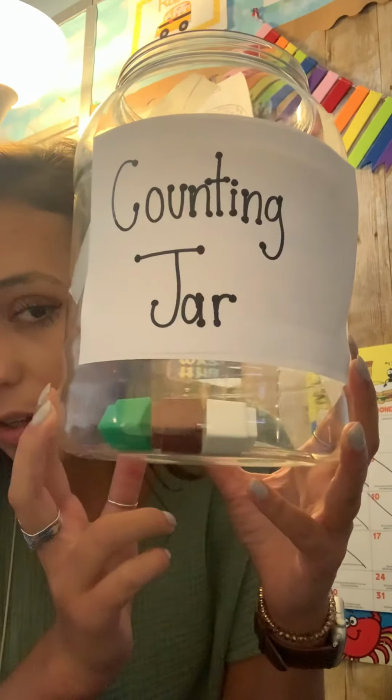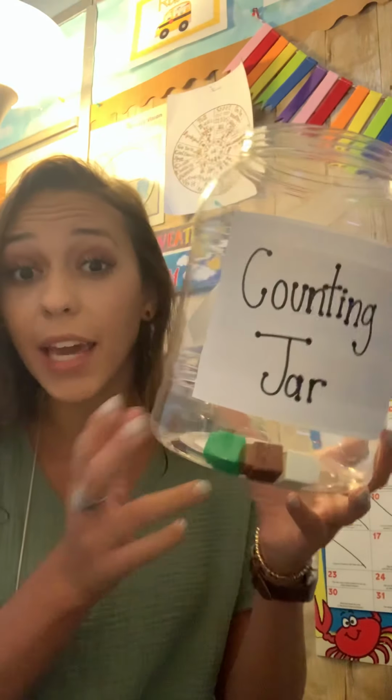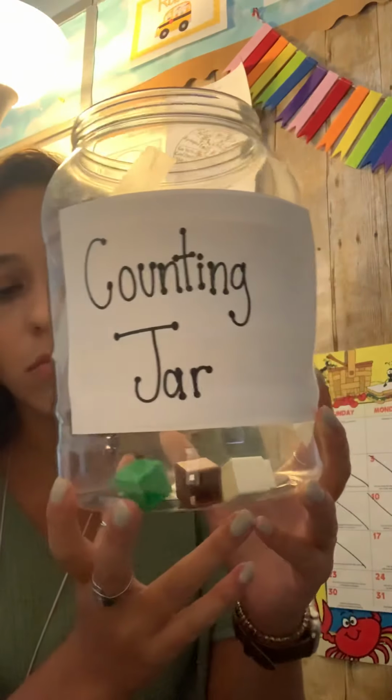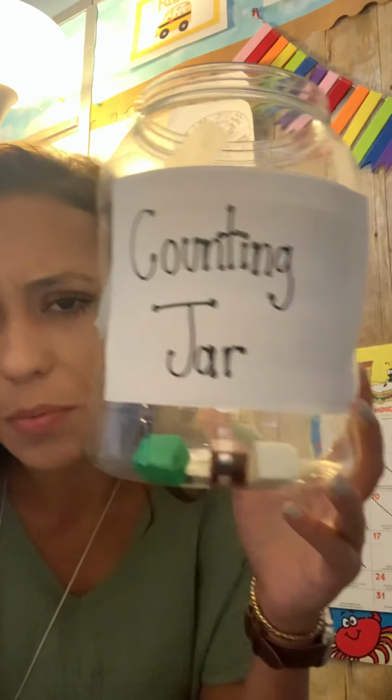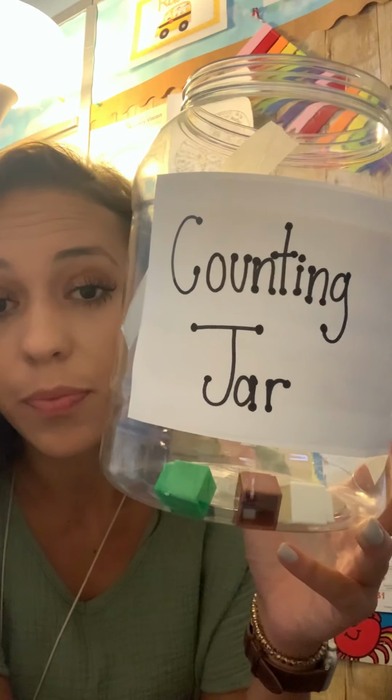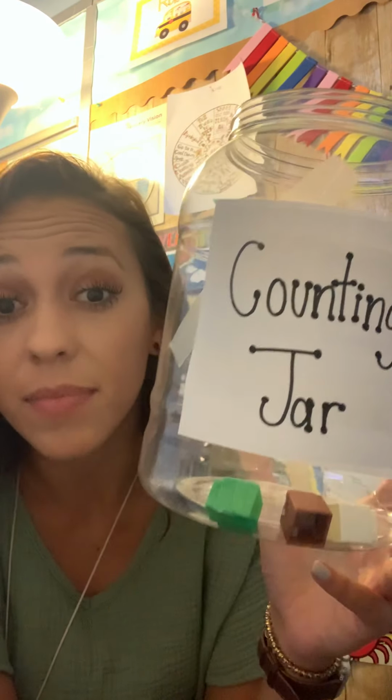Look really hard. There's cubes in there. Remember we talked about cubes last week. So there are some cubes. Now, how can we figure out how many cubes are in here? How will we know how many cubes are in there? We can count them. That's right.